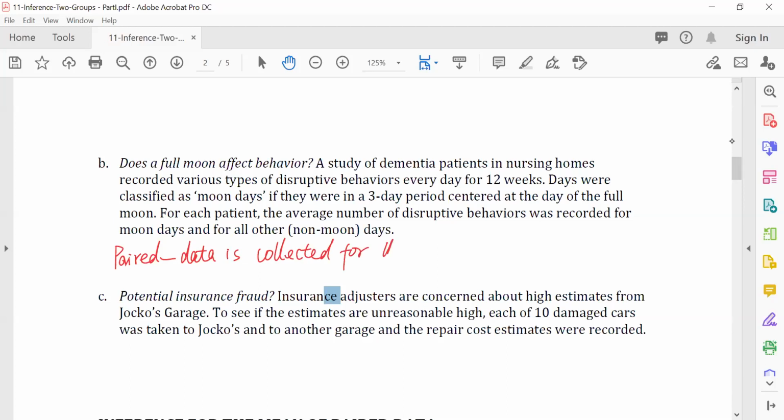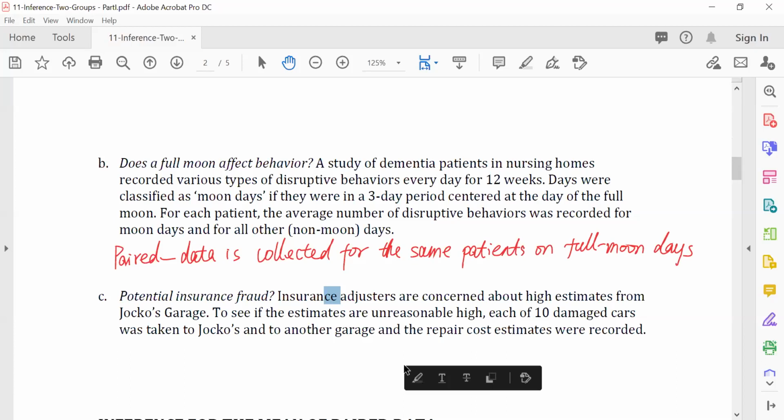This is paired data because data is collected for the same patient on full moon days versus other days.